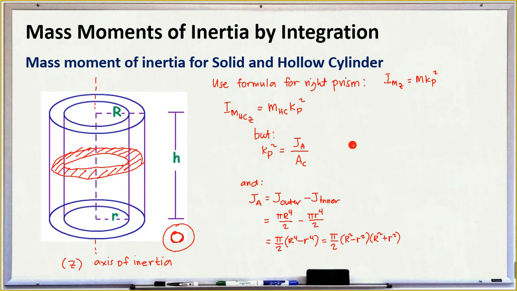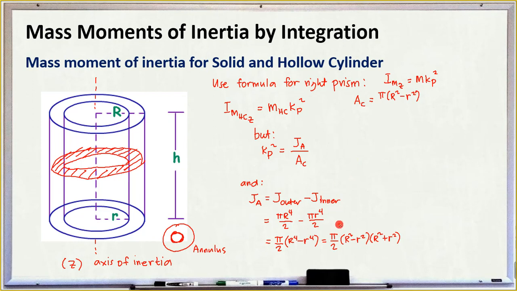Next, the cross-sectional area. So, the cross-sectional area of this hollow circle, or we can also call this the area of the annulus, no? Annulus. So, we have, again, pi, the bigger R squared, minus the smaller r squared.